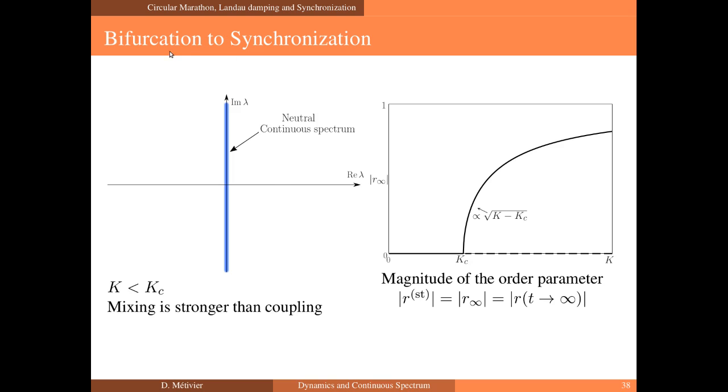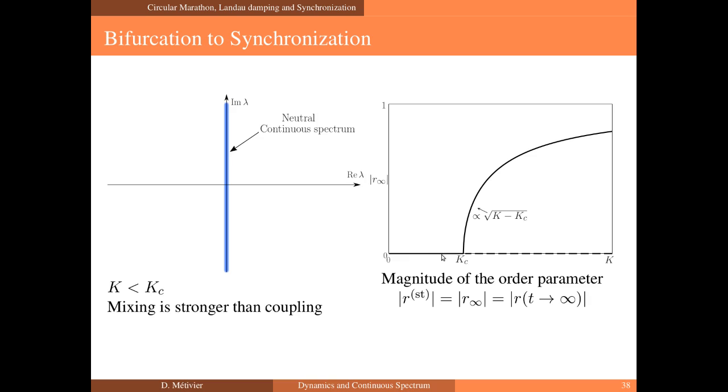So now let's get back to really the end of the talk, which is how the synchronization happens. We saw that for some coupling, if the coupling is too weak, okay, below some Kc, then there is just this continuous spectrum. And basically it means that the mixing is stronger than the coupling. Then, below Kc, the only steady state possible is R equals 0. Remember, R was measuring the synchrony. So when R is 0, it means that the system is not synchronized. So it's all mixed. Okay?